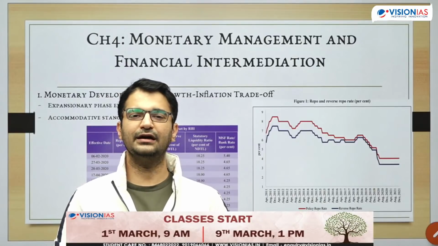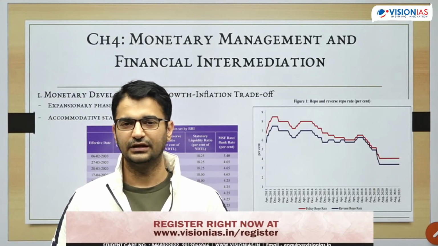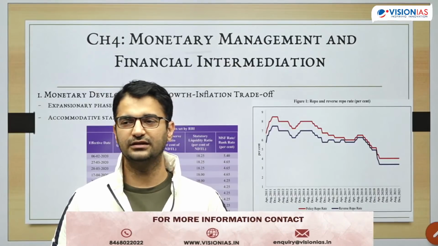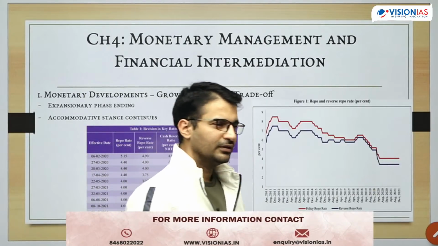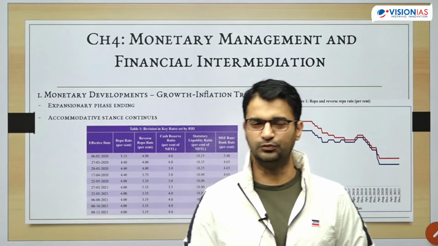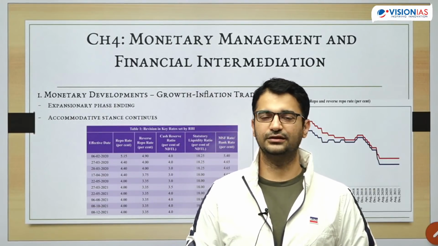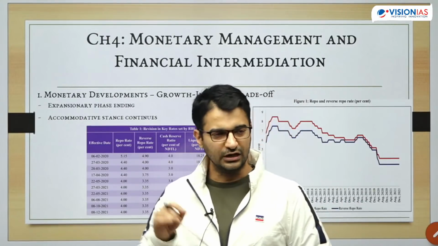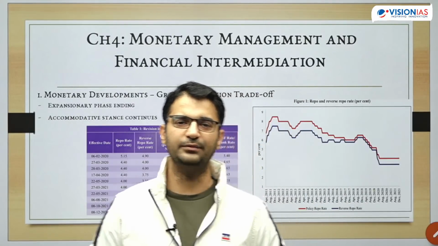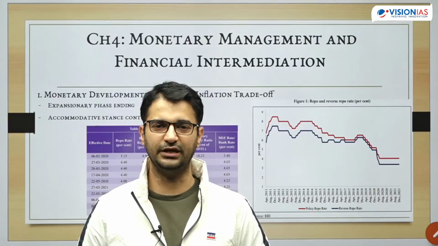Whenever RBI announces monetary policy, we come across multiple words. We come across words such as neutral monetary policy, contractionary, expansionary, hawkish, dovish, stance, neutral stance, accommodative stance. What kind of stance? We come across multiple words whenever RBI announces monetary policy. Please understand what these words mean.